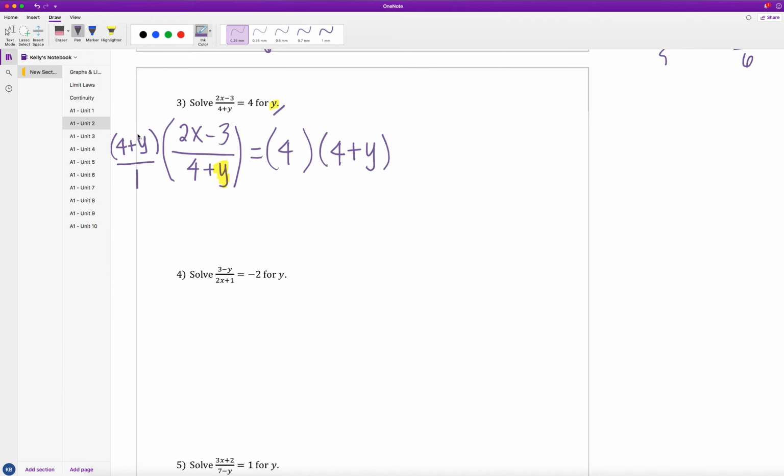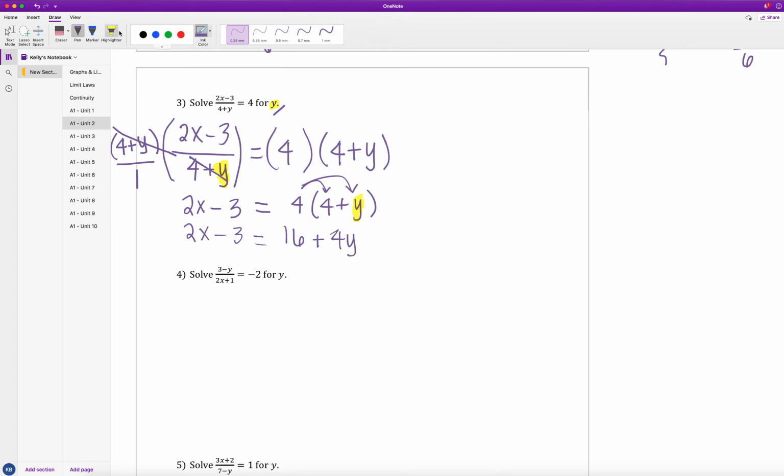This is equivalent to 4 plus y over 1, and what that tells me then is the 4 plus y in the numerator can cancel with the 4 plus y in the denominator. And I'm allowed to do this because I'm doing it to both sides of the equation, so this is staying balanced. On the left-hand side, I'm just left with the 2x minus 3. Then on the right-hand side, we have 4 times 4 plus y. Now remember, our goal is to isolate this y. Right now it's inside parentheses, so I'm going to go ahead and distribute so that I don't have any parentheses. And I get 2x minus 3 equals 16 plus 4y.